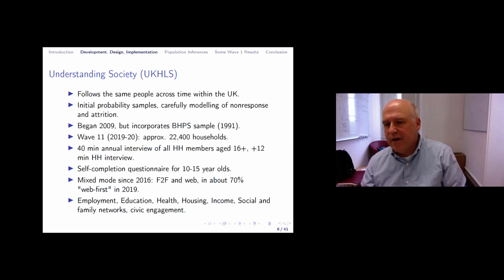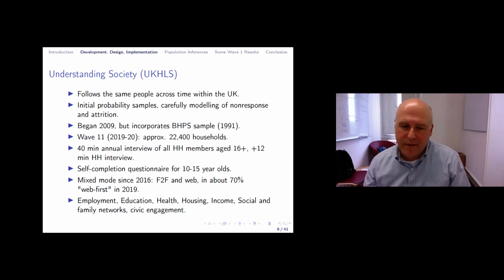So we have a procedure where people are allocated to an initial mode, and then if they don't respond in that mode, they're followed up in another mode. So you could be in the web, followed up by face-to-face or telephone. So we're about 70% web first in 2019. And we have core or priority areas for data collection. It's an omnibus survey, so we collect information across a wide range of content domains, but our priorities include employment, education, health, housing, income, social and family networks, and civic engagement.